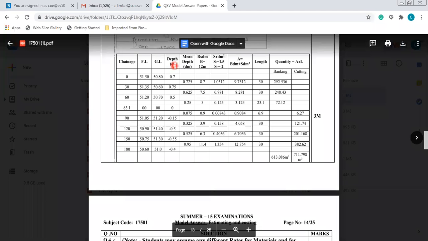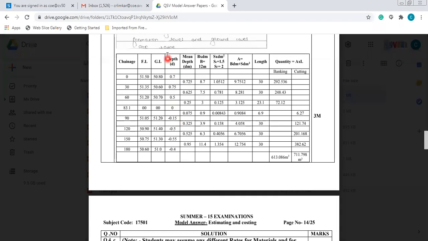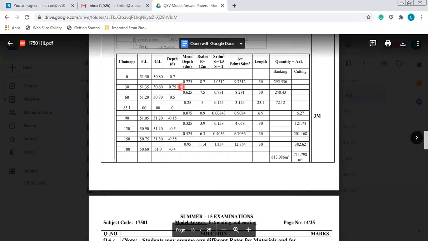If you observe, FL is 51.50, GL is 50.80. Okay, so the difference is 0.7 meters. So depth is 0.7 at 0 meter, depth is 0.75 at 30 meter chainage, depth is 0.5 at 60 meter chainage. So in this respect, you have to calculate all the depths. Okay, FL minus GL, you have to use the formula.